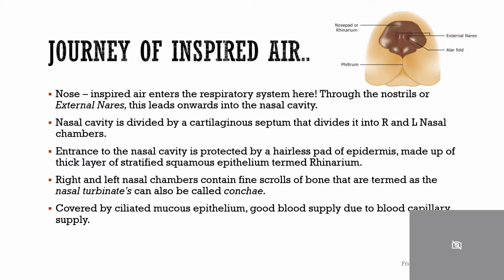The right and left nasal chambers also contain fine scrolls of bone that are termed the nasal turbinates or conchae. They are covered by ciliated mucous epithelium and have a good blood supply due to blood capillary supply to the area.